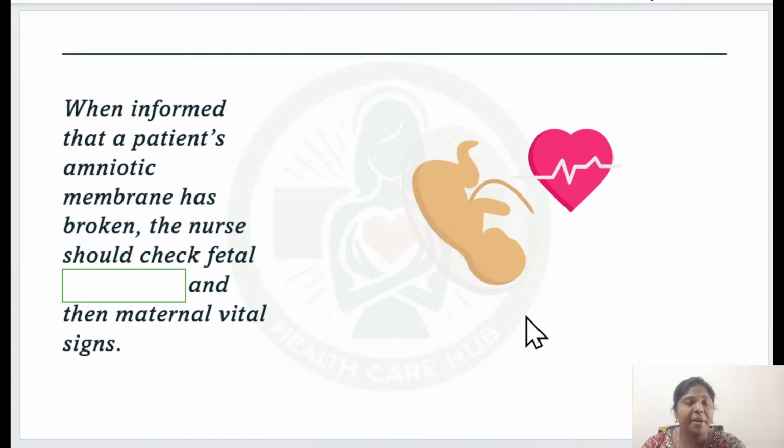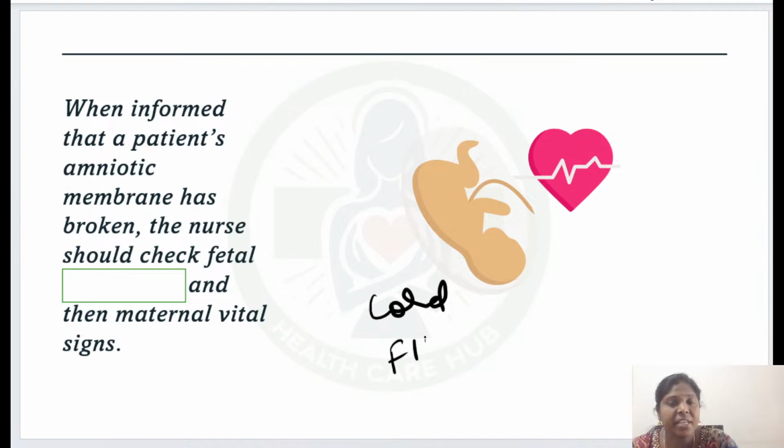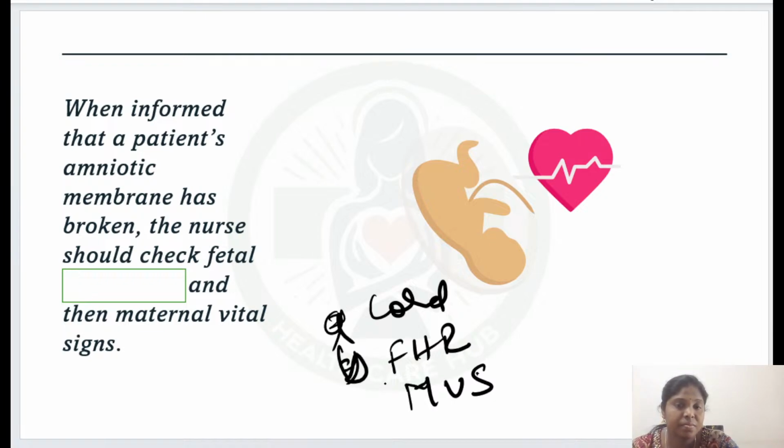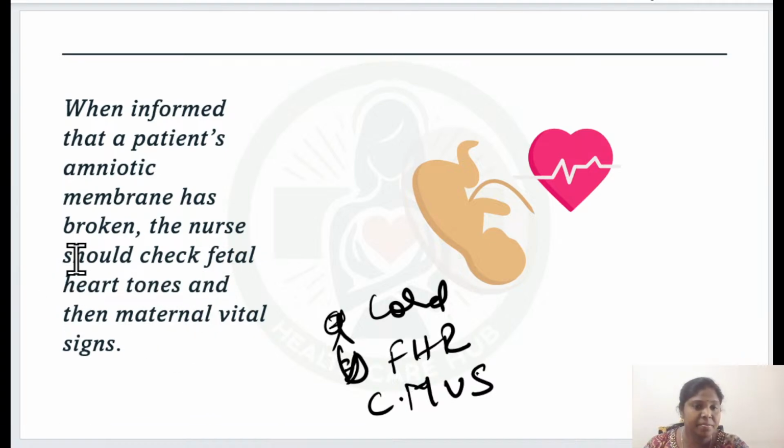Okay, when informed that a patient's amniotic membrane has broken, the nurse should check the fetal dash and then maternal vital signs. So when the amniotic membranes are ruptured, what are we going to check: the fetal umbilical cord, the fetal heart rate, or the maternal vital signs? So once the amniotic membrane has broken, we are going to monitor the fetal heart rate.